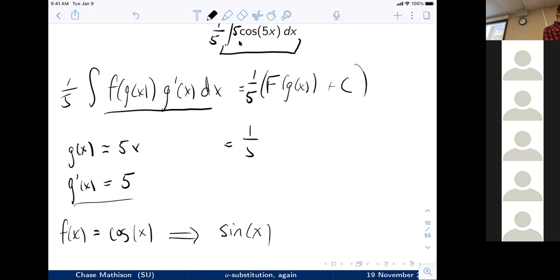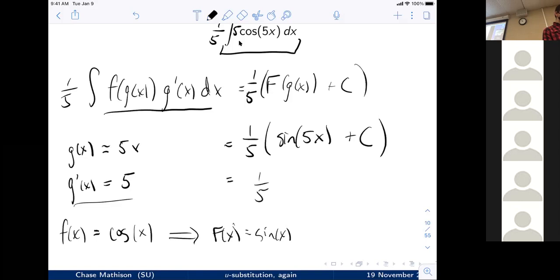I plug in here, I get 1/5 times capital F. Sorry, I should have written this down here. Let me erase this. Capital F of x is sine of x. So we get 1/5 times sine of g of x plus some constant. And again, you can say this is 1/5 times the sine of 5x plus, I'm going to call it c over 5, just another arbitrary constant. I know that's annoying. If you want to write c over 5, that's fine. But ultimately, it doesn't matter.